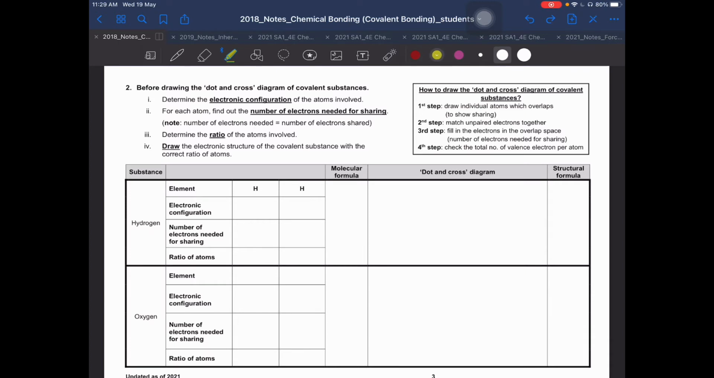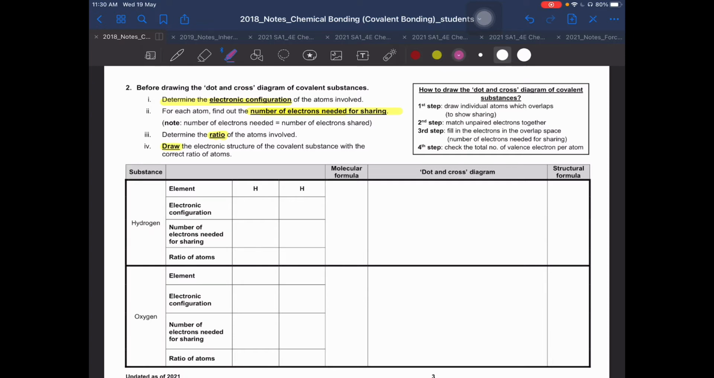Before you draw a diagram, it's important for you to first determine what is the electronic configuration of each of the atoms that's inside. So what you can do is find out the electrons based on the periodic table and write out the configuration. Next, find out how many more you need for sharing. By knowing how many you need for sharing, you can deduce what we call the ratio. I'm going to show you an example later on, then you will eventually draw it.